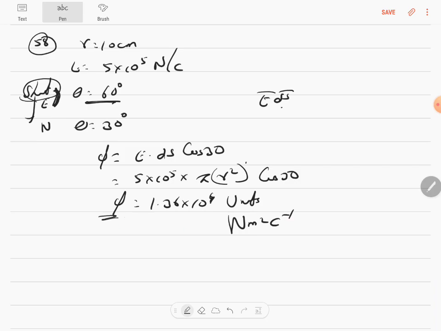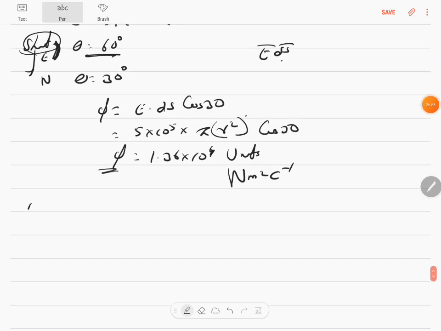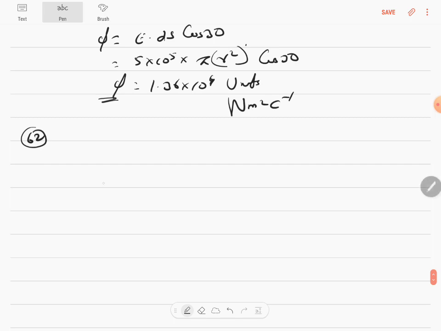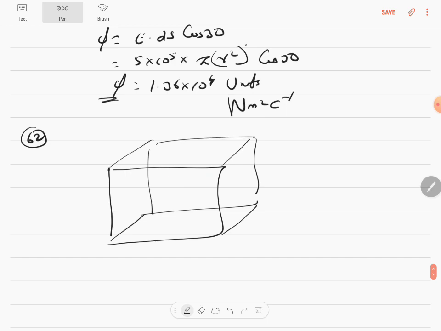Okay, so let's go to the next question. The next question that I would like to teach you is example 62. Calculate the electric flux through each of the 6 faces of a closed cube of length L if a charge Q is placed at the center. That's for section A. So you have a cube, and a charge Q is placed exactly at the geometric center.